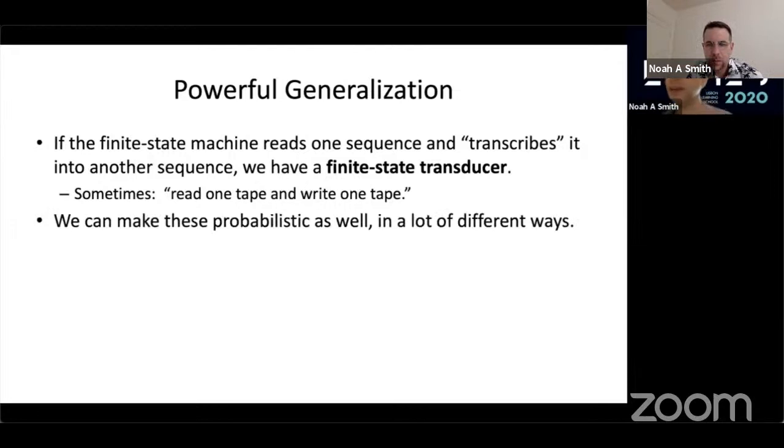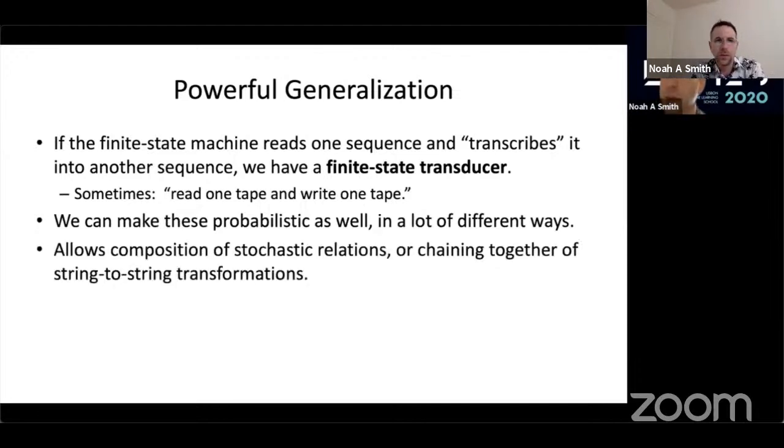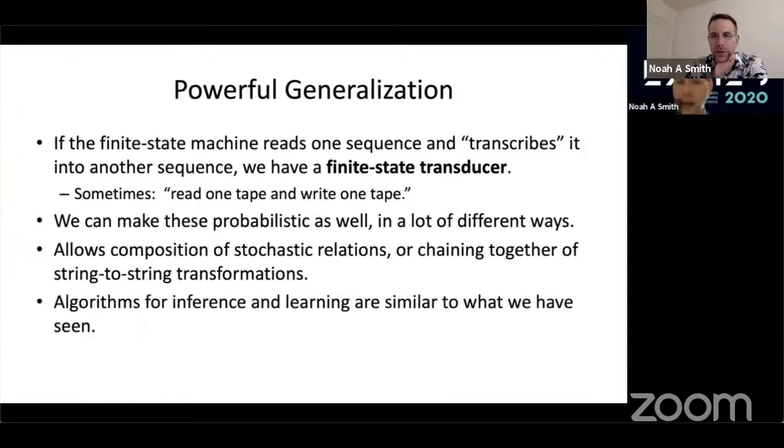And these finite state transducers are just super interesting and super cool. You can also make them probabilistic, like with any of these symbolic machines. And there are a lot of ways you can do that, a lot of choices you can make about how to do it. And what this gives you is the ability to have composable stochastic relations between strings. So you can chain together one string transformation on top of another string transformation.